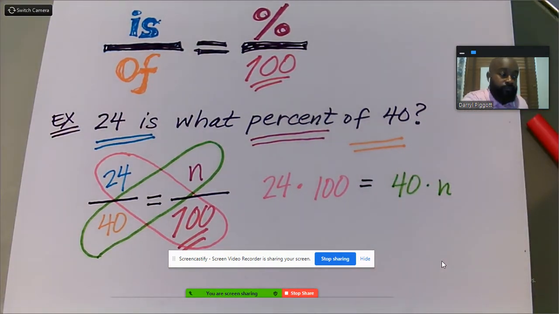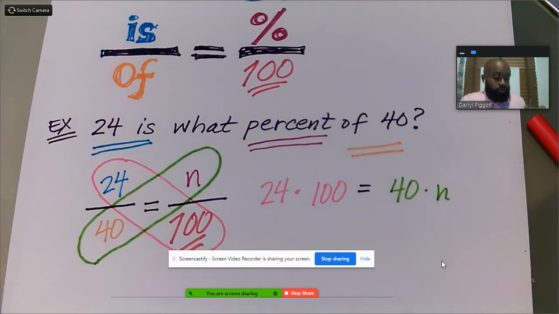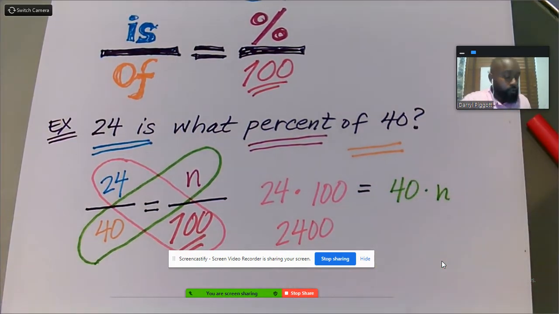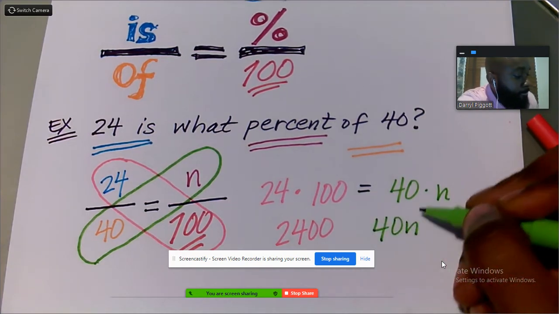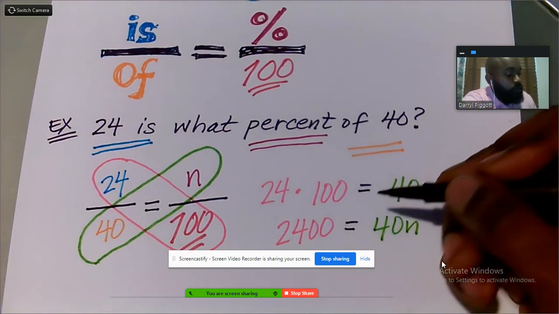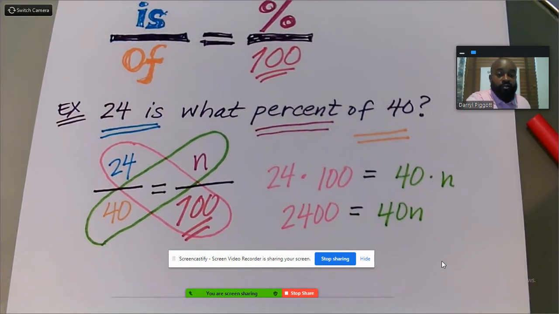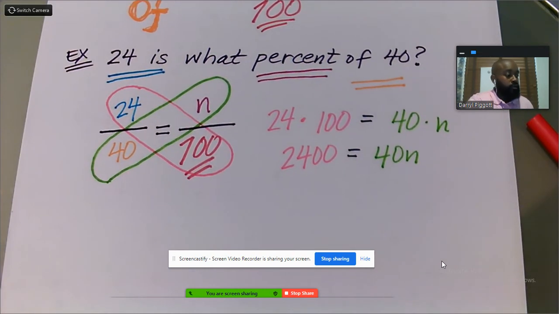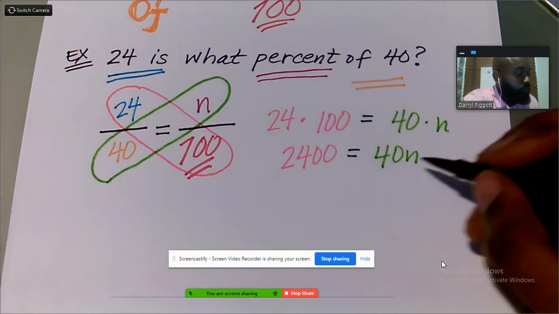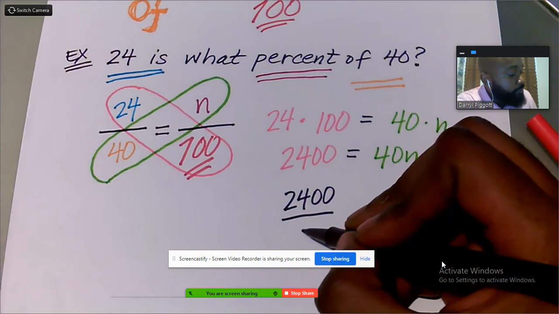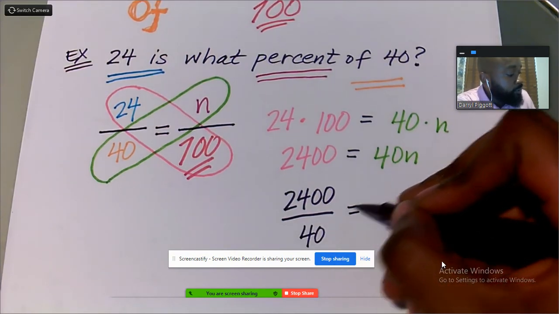And then we just do the math. 24 times 100, well, that's 2400. 40 times n, let's not make it any harder than it is. That's just going to be 40n. And then that equal sign, remember that falls down like gravity. Now, once we finished our cross product step, y'all know it's just one last step. Divide by the number in front of the variable. Our variable in this case is n. So the number in front is 40. So we're looking to do 2400 divided by 40. And that's going to be equal to n.